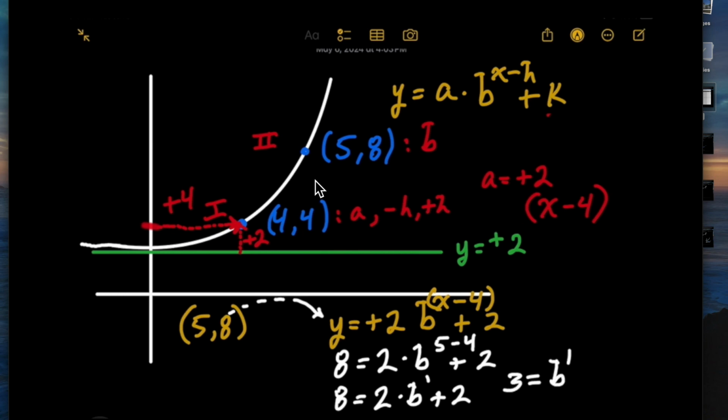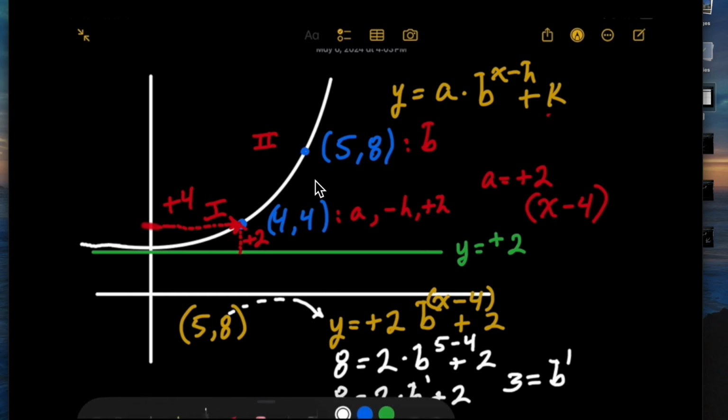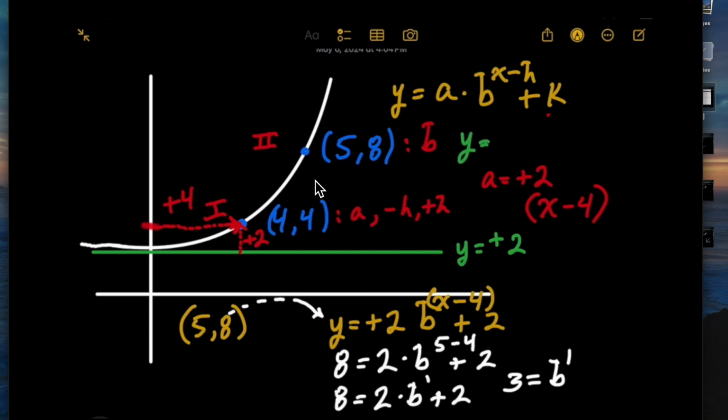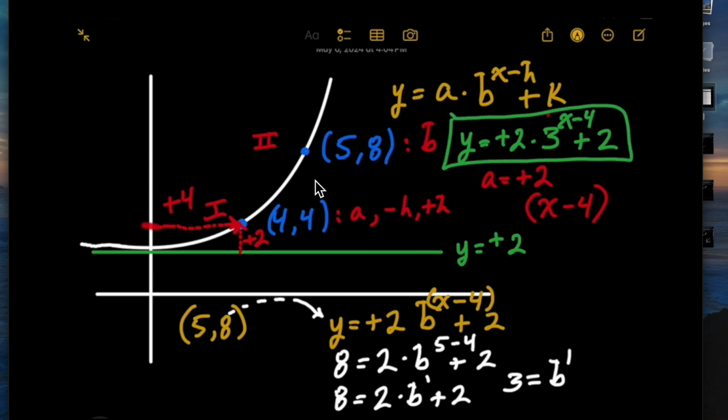Folks, we have everything we need. So I'm going to reconstruct this final equation up top in green. We now have y equals positive 2 times the base is 3. Our transformation is x minus 4 within the exponent plus 2. This is our final equation. Looks nothing like what we got when we just used those 2 points.